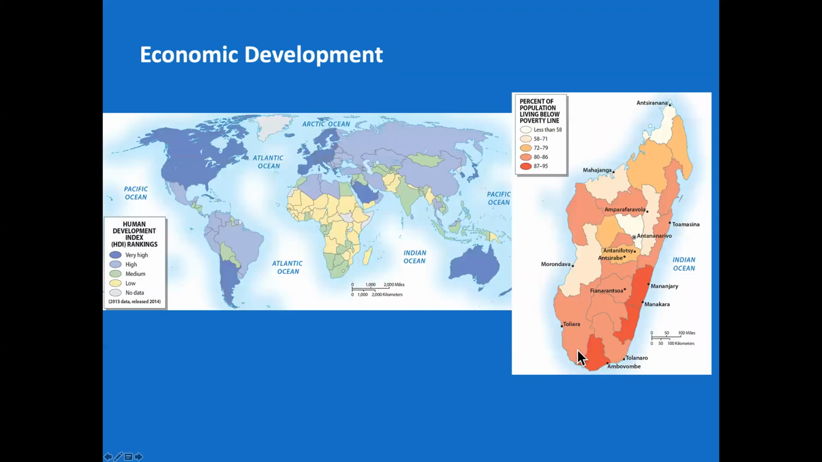All right, you can take a map that is very broad. You can take a region like Madagascar and then look at it in more detail. For example, the Human Development Index for Madagascar is considered low. Then you can look at Madagascar itself and look at the percentage of the population living below the poverty line. And notice how a lot of the color is a pretty high percentage.